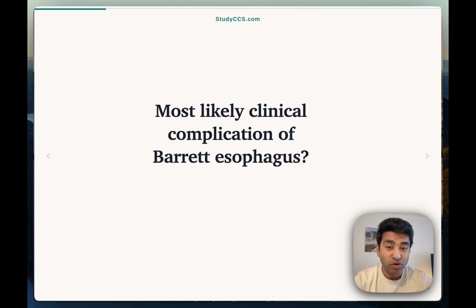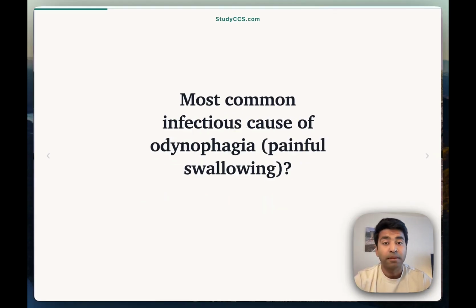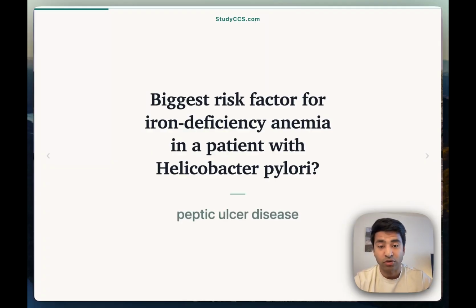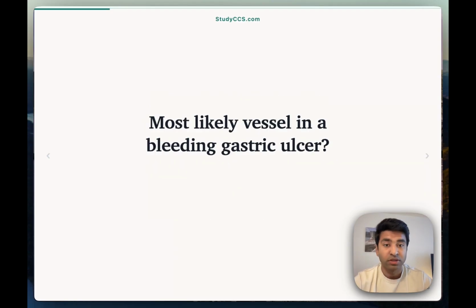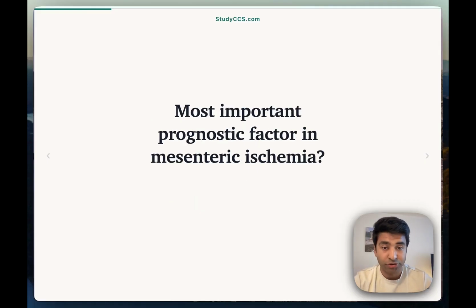Most likely clinical complication of Barrett's esophagus: esophageal ulcers with strictures. Most common infectious cause of odynophagia: Candida albicans. Biggest risk factor for iron deficiency anemia in a patient with H. pylori is peptic ulcer disease. Most likely vessel in a bleeding gastric ulcer is the left gastric artery. Most likely vessel in a bleeding duodenal ulcer is the gastroduodenal artery.